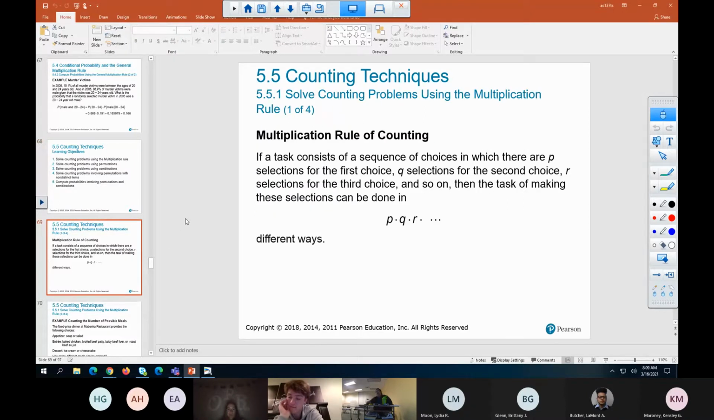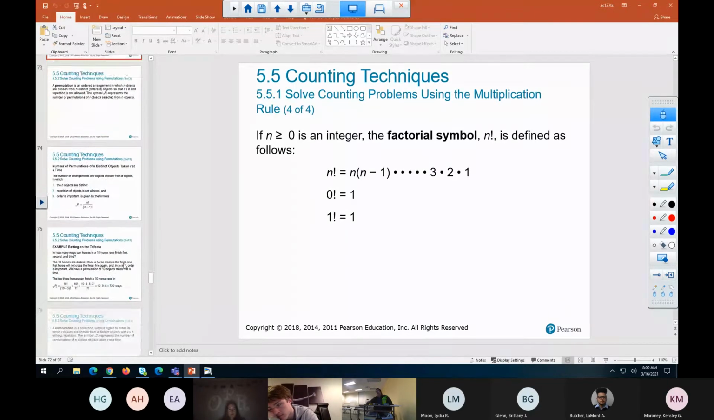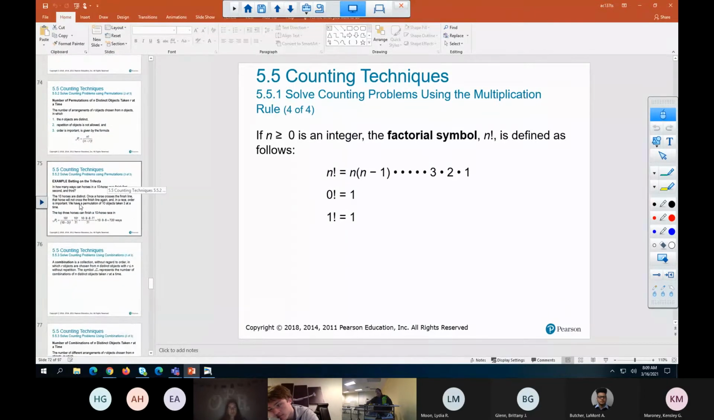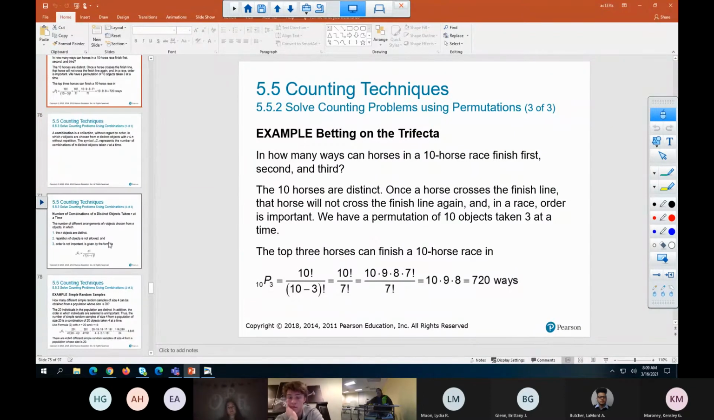I know I went over counting rules. I think we were on the flags. Did we finish the flags? Yes or no? We did. We did finish the flags? Yes.